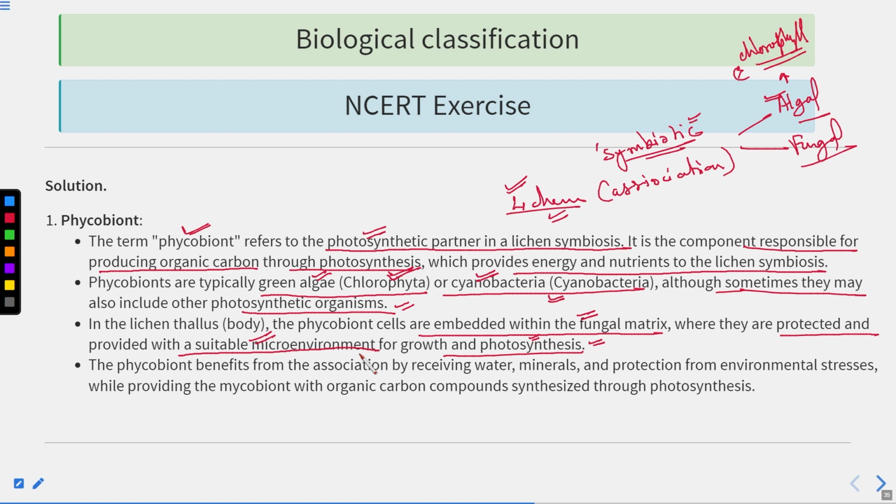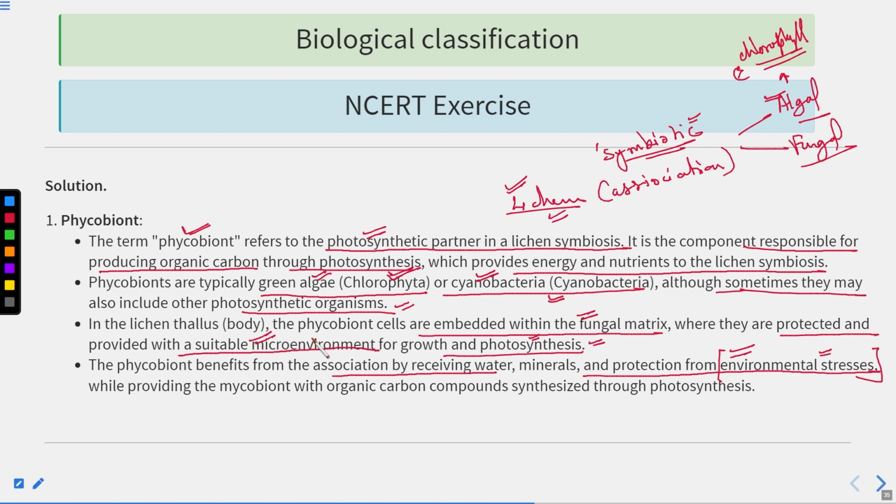Okay, so the phycobiont benefits from the association by receiving water and minerals and protection from environmental stress. This is very important, because the protection is provided by the fungal component, right? They keep this algal component deep inside and do not allow it to be exposed to environmental stress.